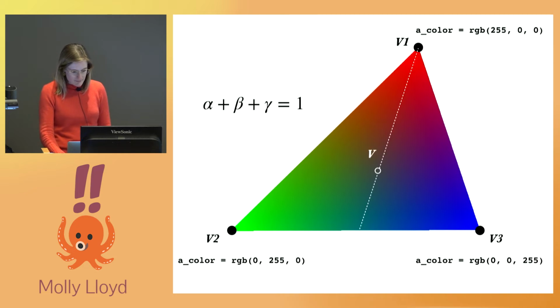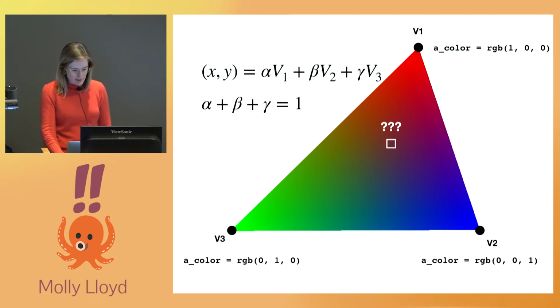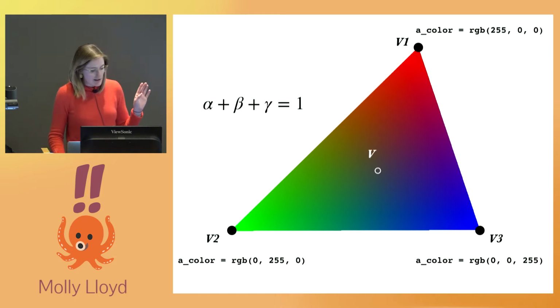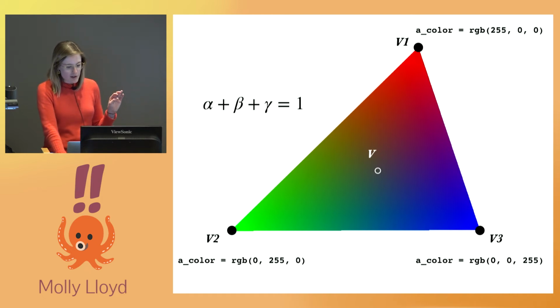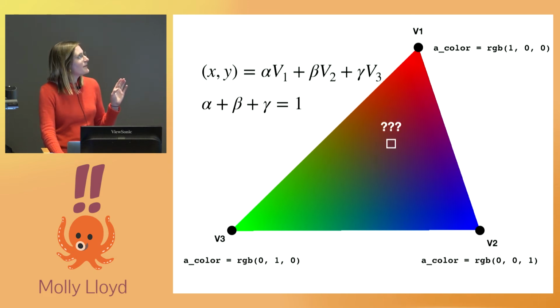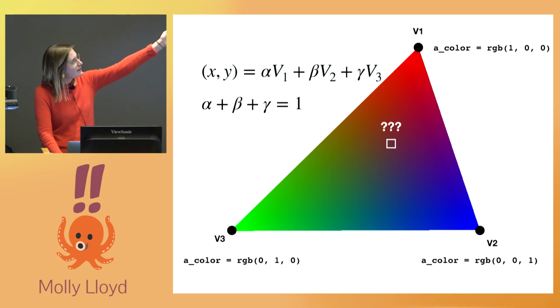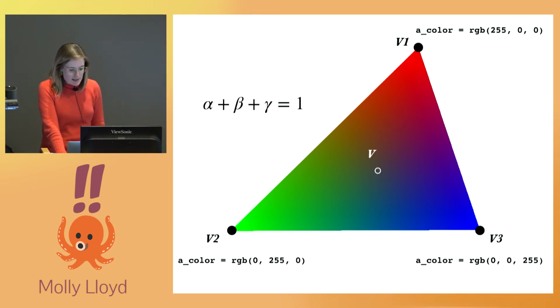Within the interior of the triangle, the barycentric coordinates always add up to 1. So you can think of alpha as the coefficient on vertex 1, beta on vertex 2, and gamma on vertex 3.